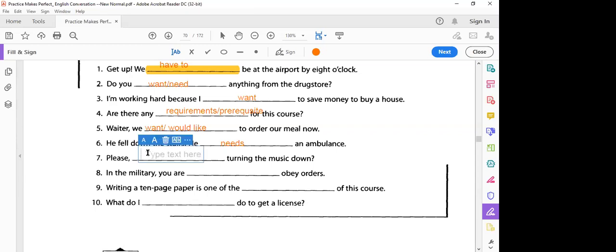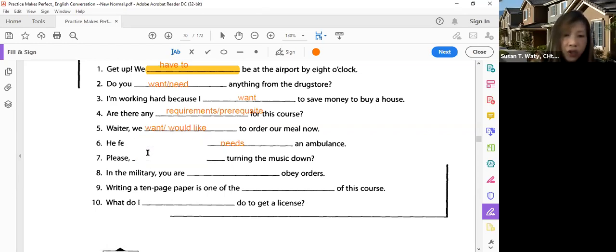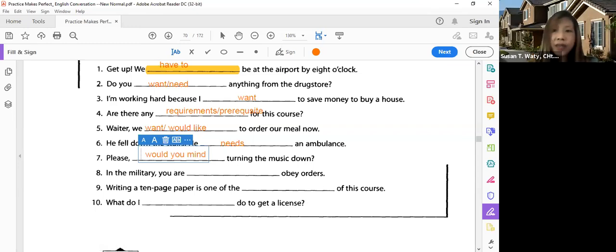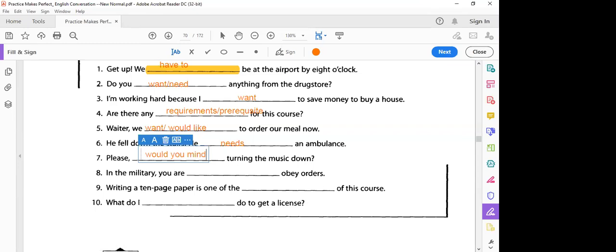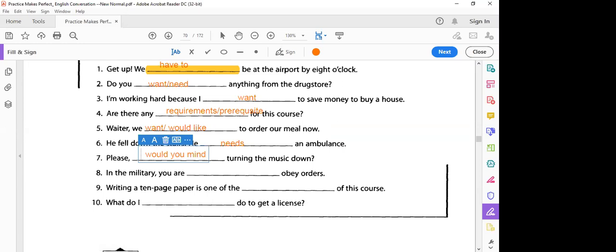So remember, when you use the word mind plus verb, the verb has to be plus ing. All right, guys? Would you mind turning the music down? All right. Do you understand this? Yes, Miss, I understand. Good. Use this word more often so you will be familiar with it. All right. Thank you.